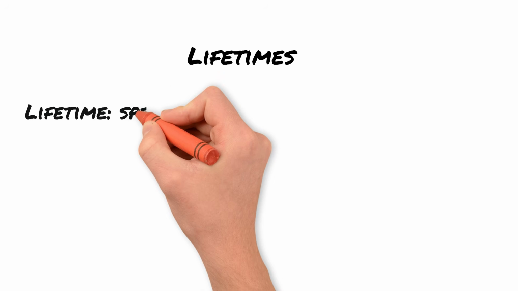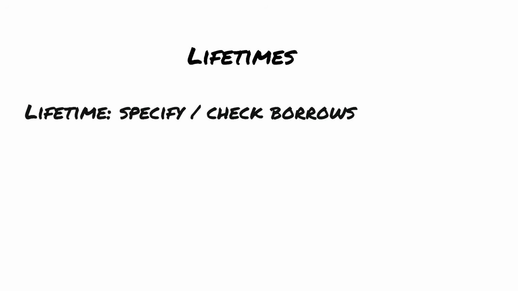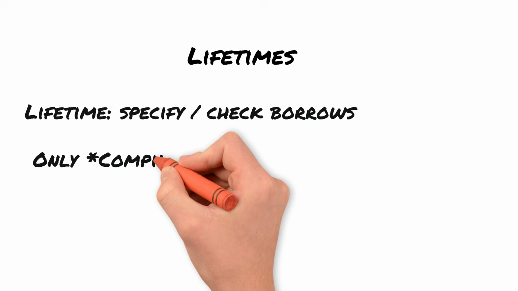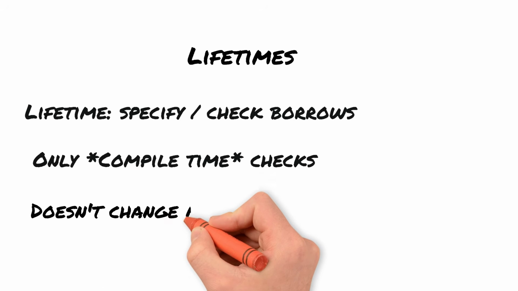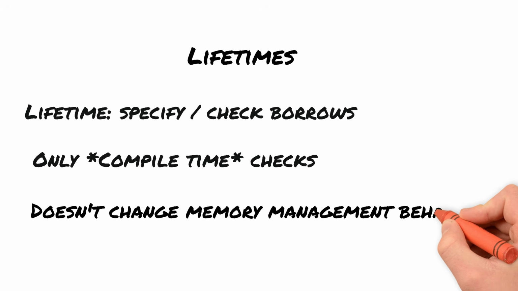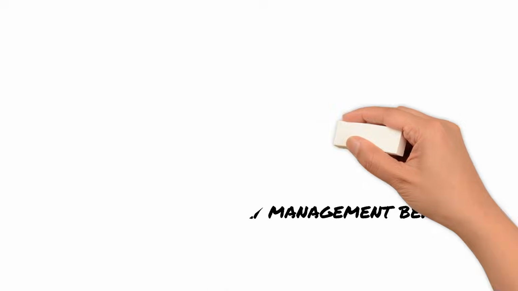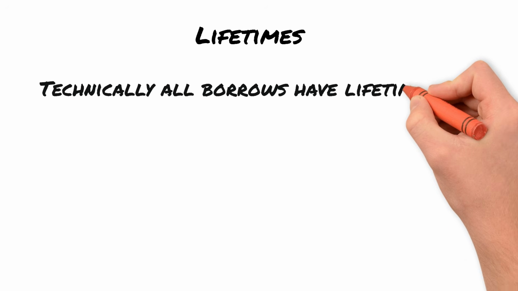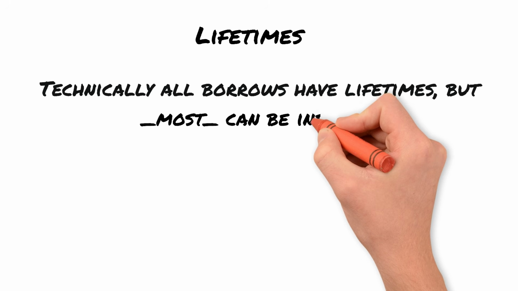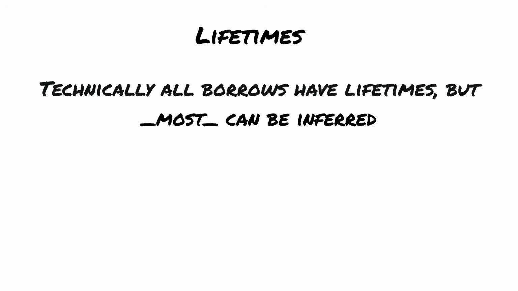Lifetimes are just a way to specify and check the validity of borrows. Note that they are only compile time checks, and they don't change the memory management behavior. Technically, all borrows have lifetimes. It's just sometimes you'll have to explicitly write it, though most of the time the compiler can infer it.